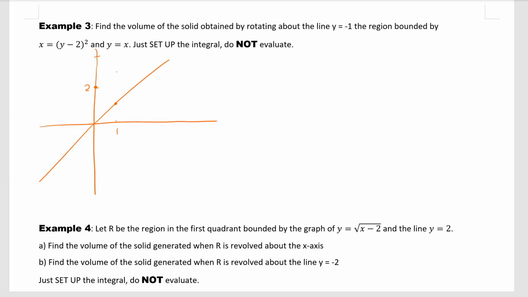Do you see this intersection point? We get another intersection point. So this is the picture, and we get the intersection points (4, 4) and (1, 1). So far so good? Next we want to rotate about the line y equals -1. So this is -1. We want to rotate about this axis.